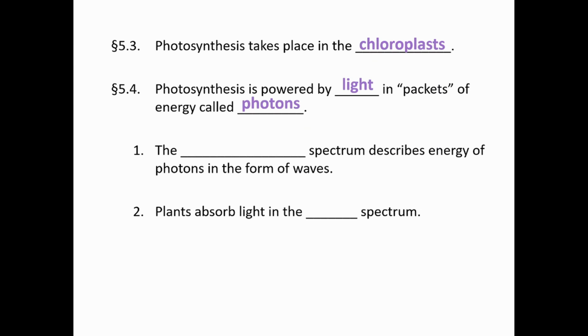So photosynthesis is powered by light, and this light is packaged in little packets of energy that we call photons. And light is part of the electromagnetic spectrum, which is going to describe the energy of photons in the form of waves. Plants can only absorb certain wavelengths of light, mainly in the visible spectrum, which are the different colors that we see when we look around us.